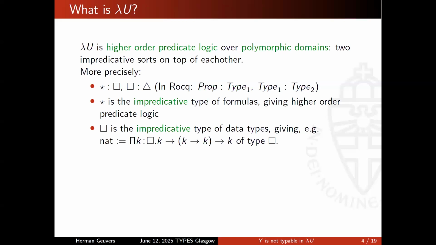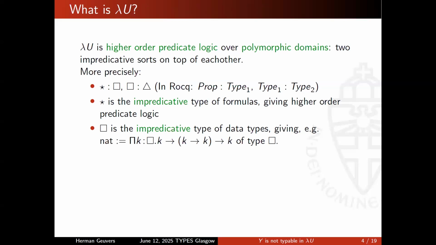It's actually higher order predicate logic over polymorphic domains, which means that you have two impredicative sorts on top of each other. And we all know that that's inconsistent because that's not in the Rocq system, basically. So it's all the combinations that are not in the Rocq system.